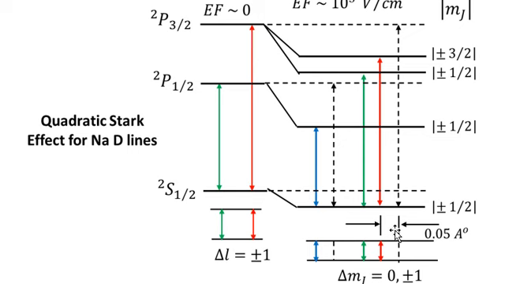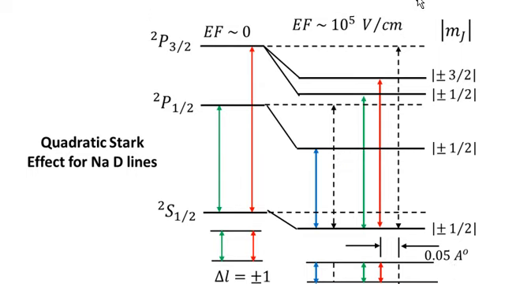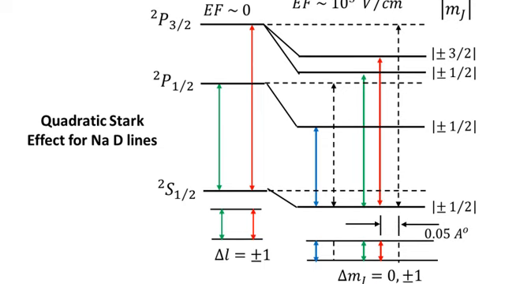And here you will notice that there is a shift in frequencies under the Stark effect, and the shift has been shown only for the red lines in comparison with the dotted lines, which is equal to 0.05 angstrom. So when we apply an electric field of the order of 10 to the power 5 volt per centimeter, the frequency shift produced by this electric field for the sodium D2 lines will be equal to 0.05 angstrom.